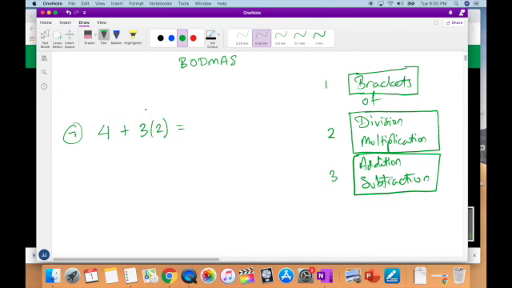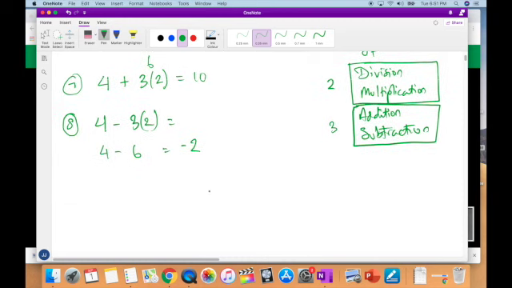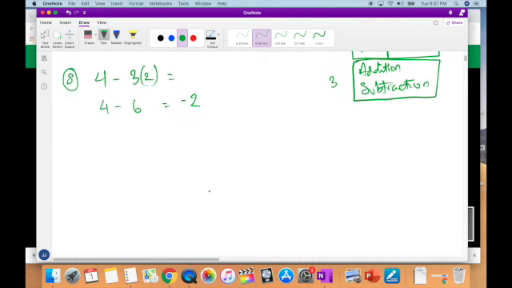So what she did there, 3 2s are 6. 6 plus 4 is 10. Number 8. 4 minus 3 times 2 is what? Sorry? Didn't hear you then. Why? 3 times 2 is 6. So it's 4 minus 6, which is negative 2. Caitlin, you okay with that? Alright.